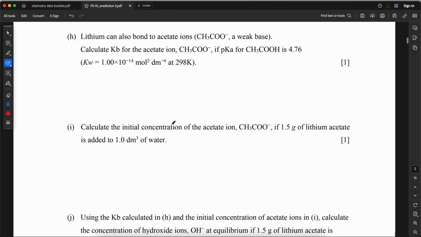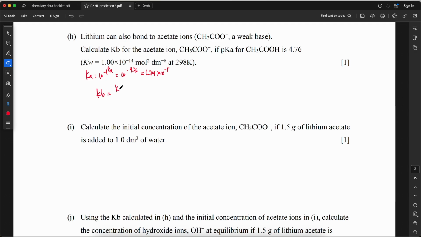Lithium can also bond to the acetate ion, CH3COO-, a weak base. Calculate Kb for the acetate ion CH3COO-, if pKa for CH3COOH is 4.76. So Ka will be 10 to the power of negative pKa, which is 10 to the power negative 4.76. So 1.74 times 10 to the power negative 5.